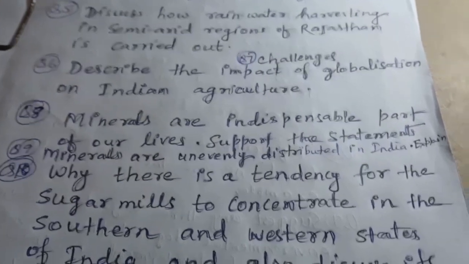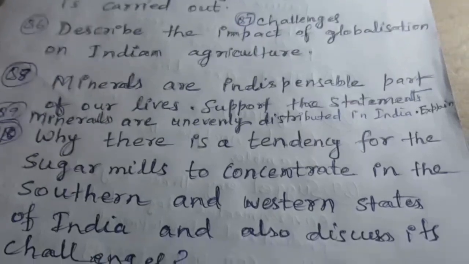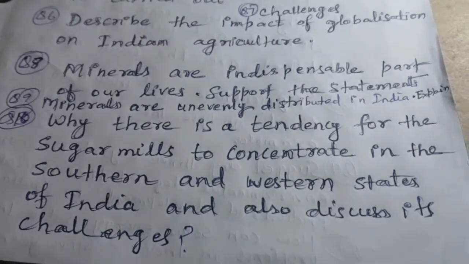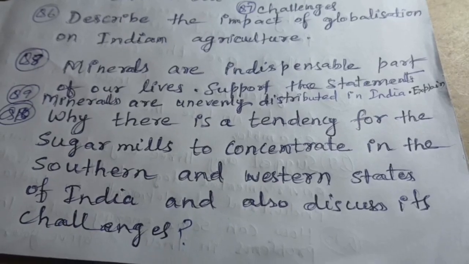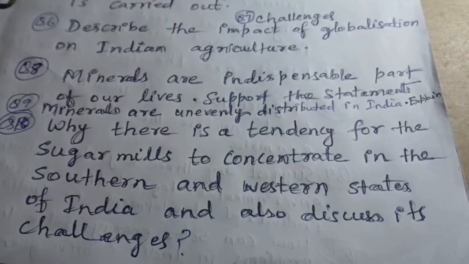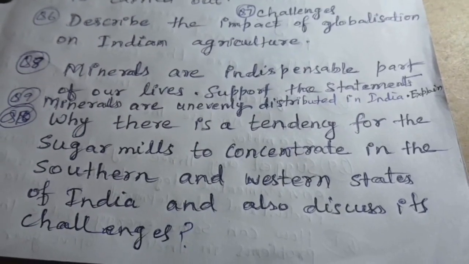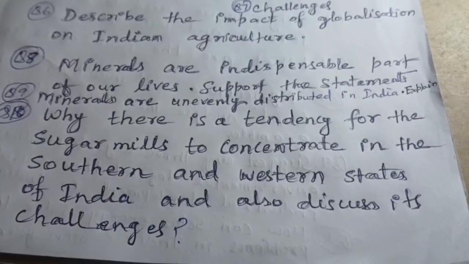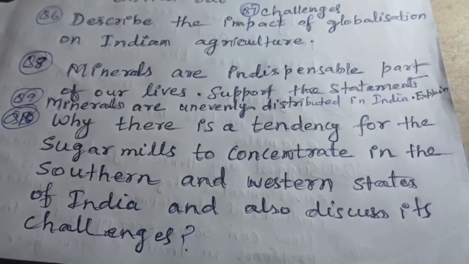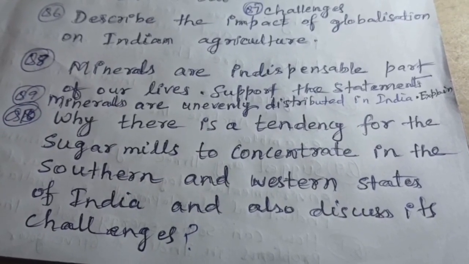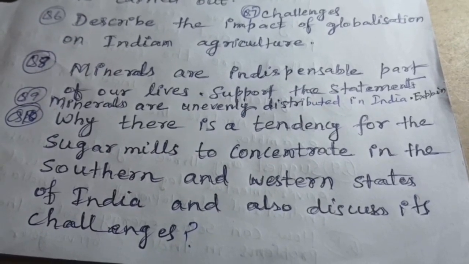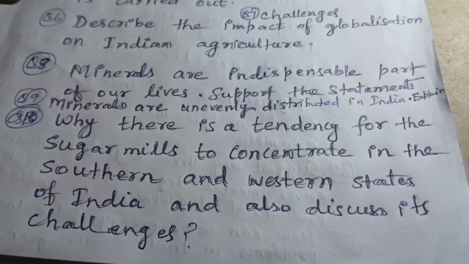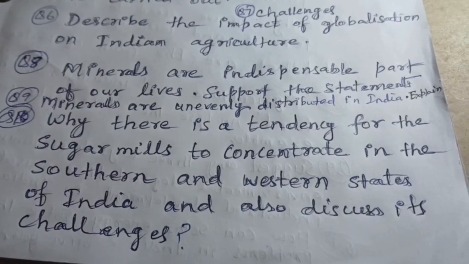So now come to our last question, that is, why there is a tendency for the sugar mills to concentrate in the southern and western states of India, and also discuss its challenges. So this is the last question in this session. And about the sugar mills, why are they concentrating in the southern and western states of India.